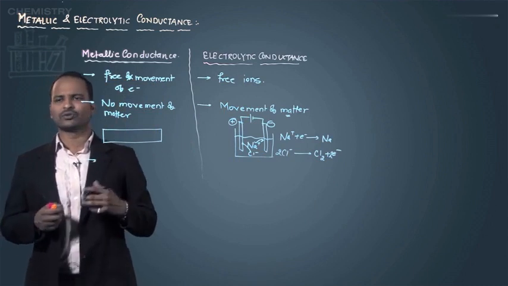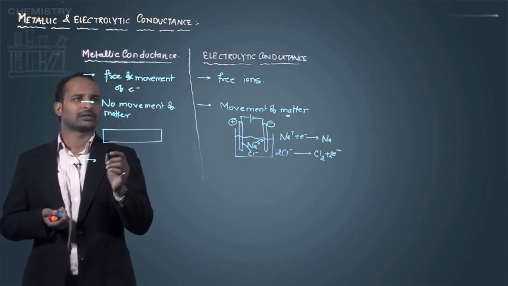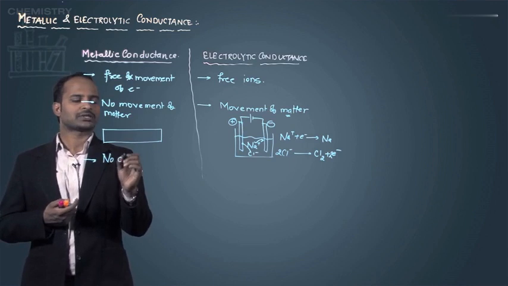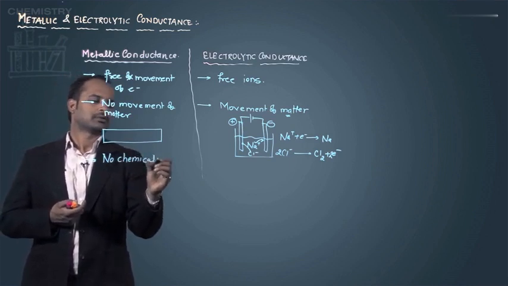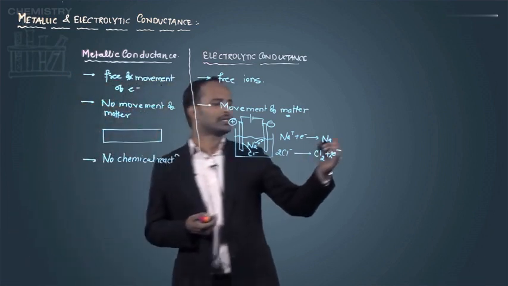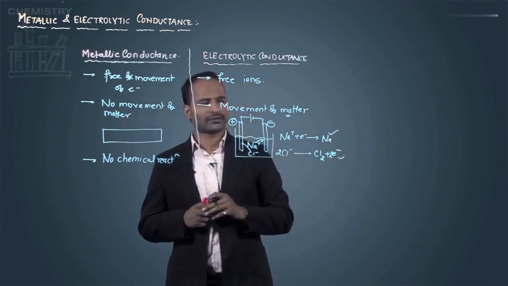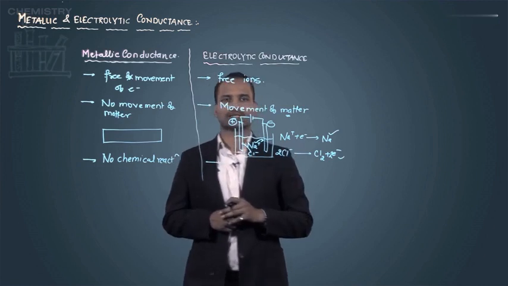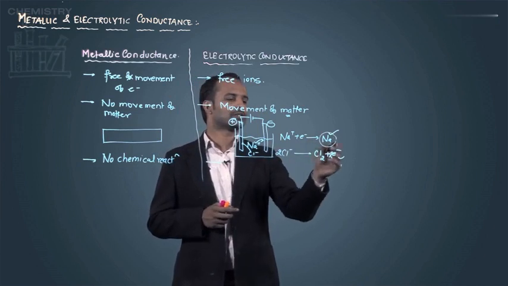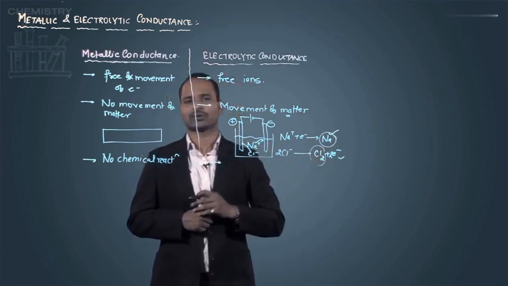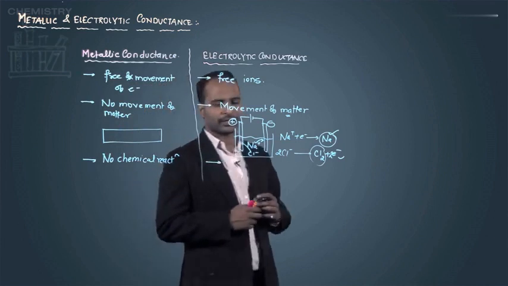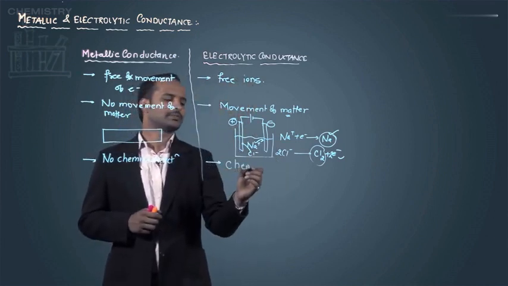Then third, since there is no movement of matter, there is only free movement of electrons, so no chemical reaction takes place. While in this case, you can see that I had written the reaction initially, before passing the electricity. There were Na plus and Cl minus ions inside the electrolyte, but after passing electricity, there is no Na plus and Cl minus. Instead, we are getting a metal and a gas. That means a reaction has occurred, due to which Na plus gets converted into sodium metal and Cl minus ion gets converted into chlorine gas. So a chemical reaction takes place.